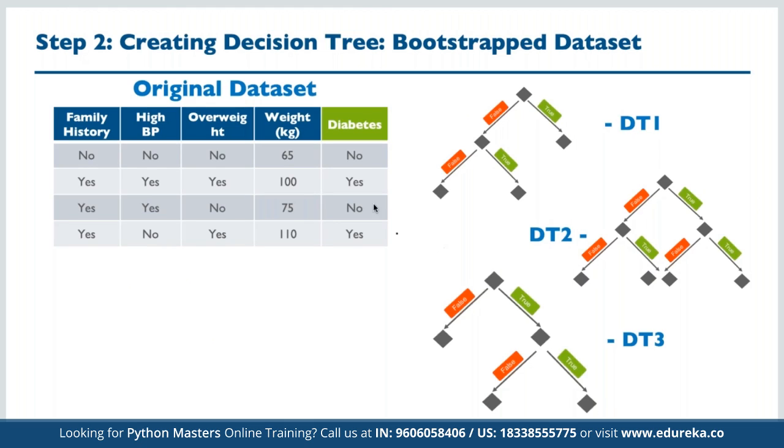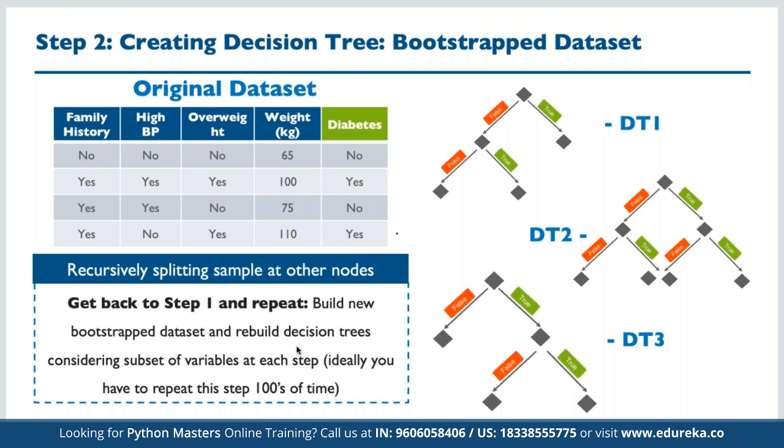So eventually what will happen? Your original data would be used through different data sets to create multiple decision trees, and all the decision trees will be different from each other. You keep on doing this until you have a significant number of trees. For example, here it says ideally you should repeat this step hundreds of times, because we are talking about a real scenario where you have a lot of columns and a lot of rows. In real projects, you would see more than 100 variables and hundreds of thousands of rows.